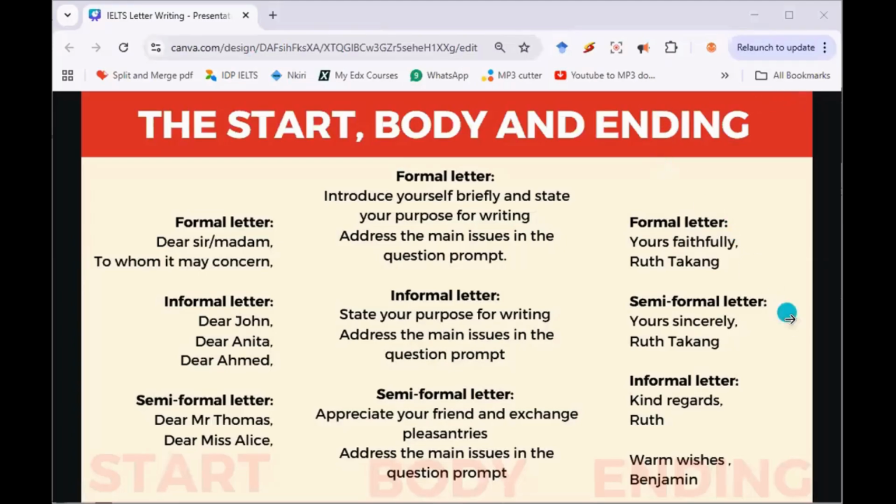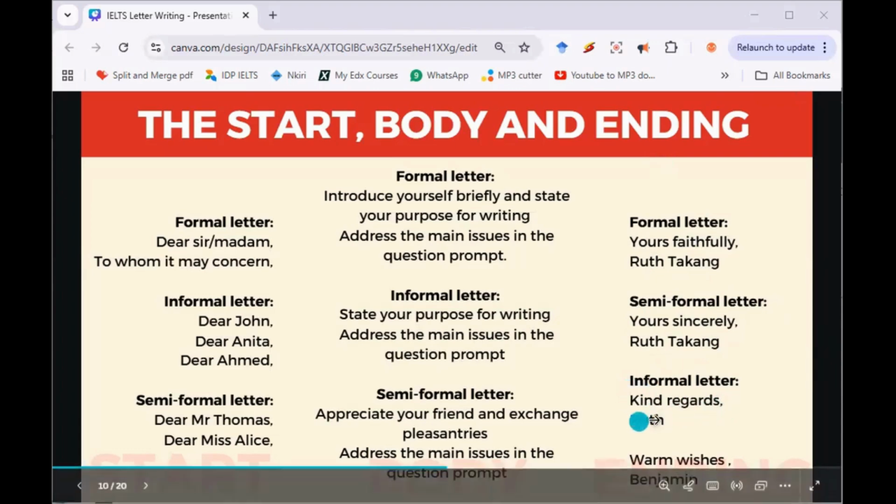So, ladies and gentlemen, formal letter, you end with what? Yours faithfully, comma, and then you put your full name, Ruth Takang. Same thing for a semi-formal letter, but for a semi-formal letter, it's better to use yours sincerely, comma, then next line, Ruth Takang. For an informal letter to your friend, just write kind regards, comma, Ruth, your first name. Warm wishes, comma, Benjamin. That's it.